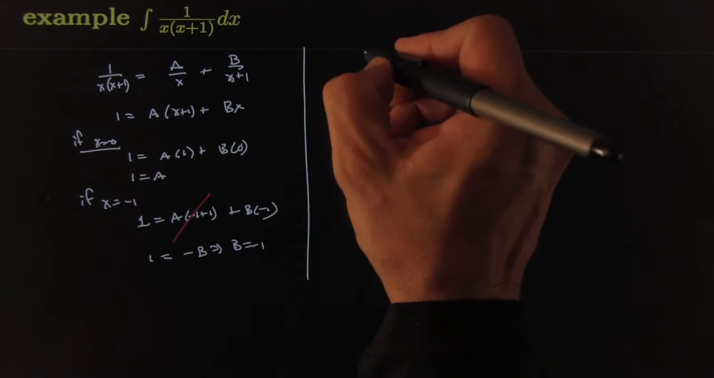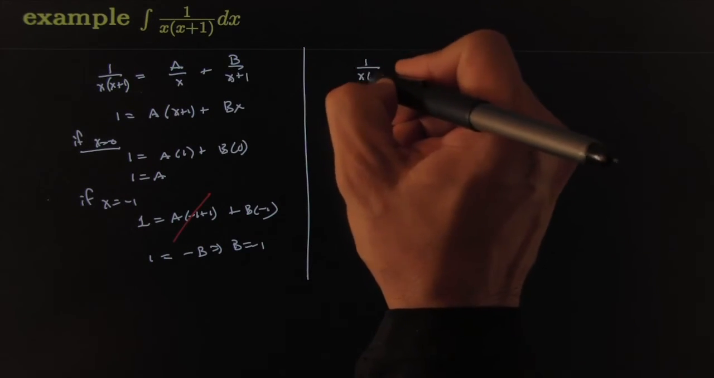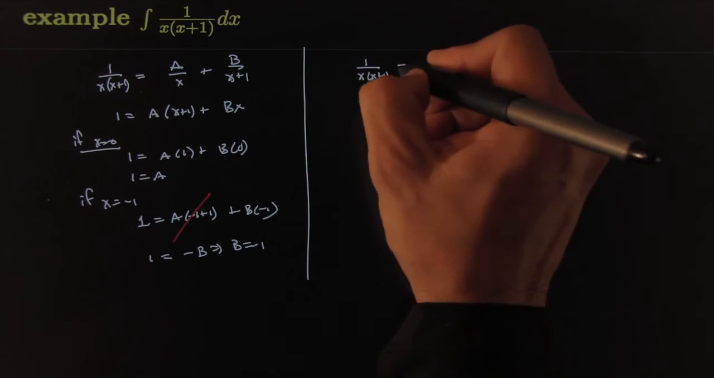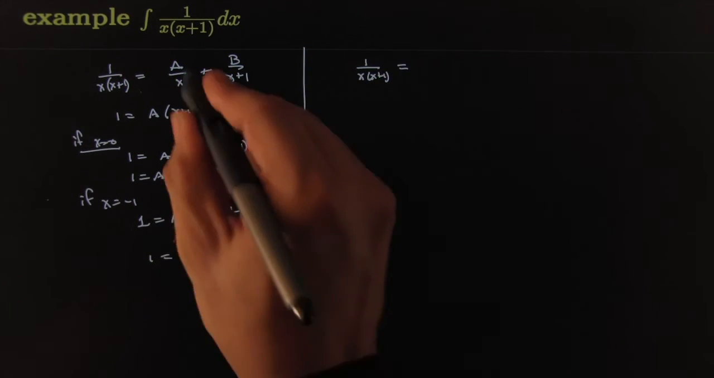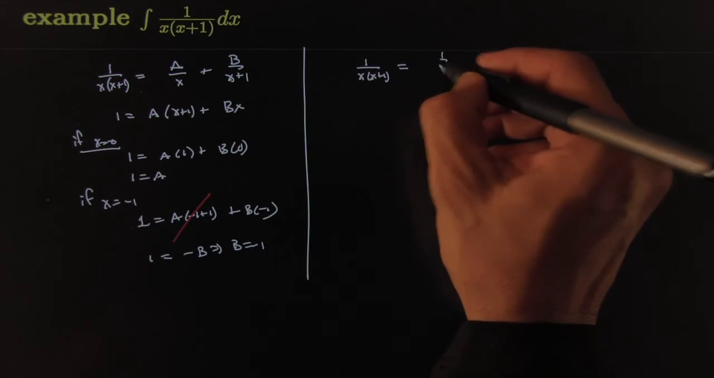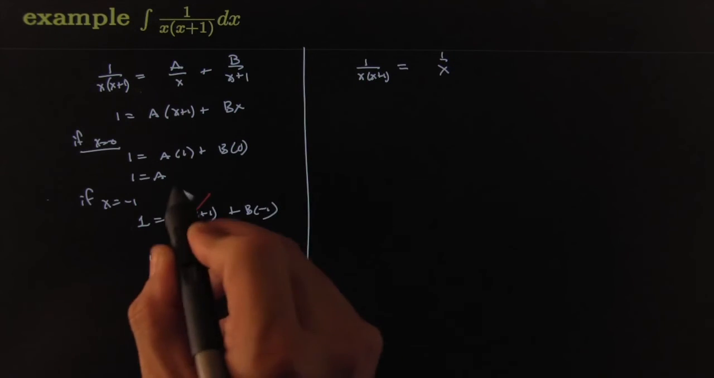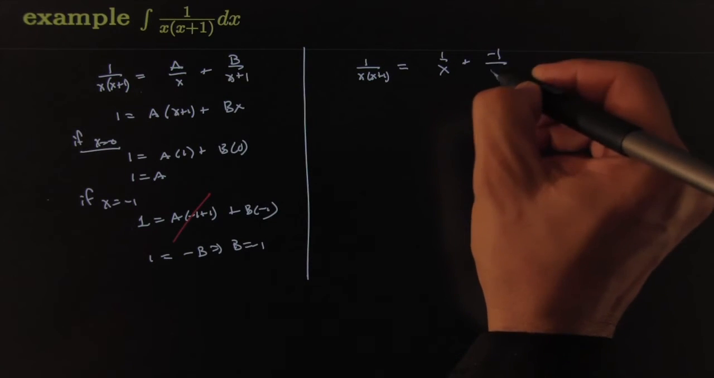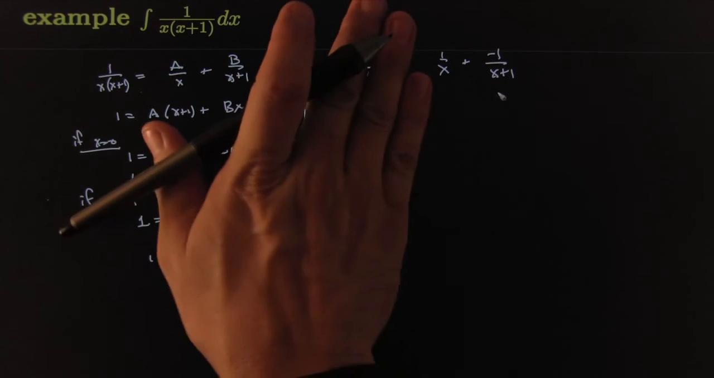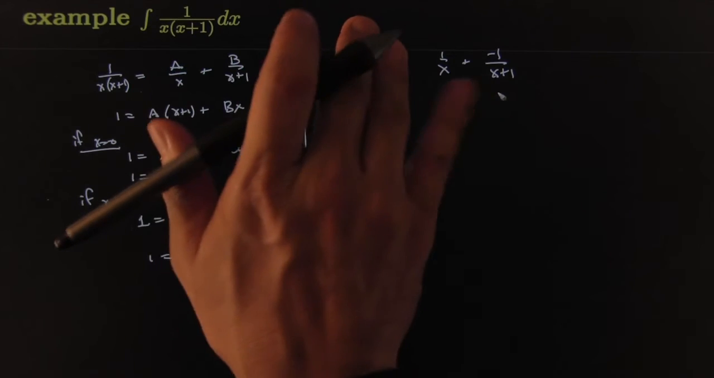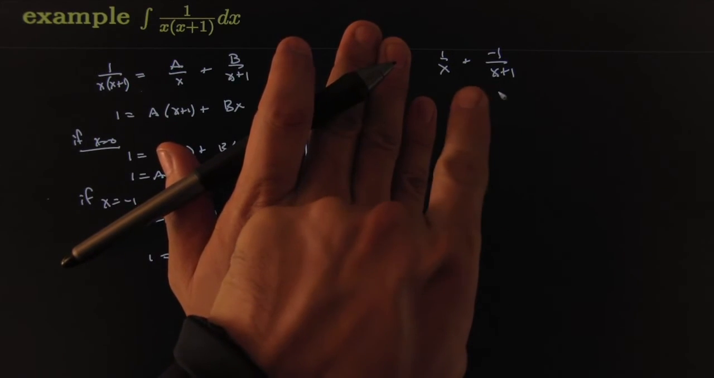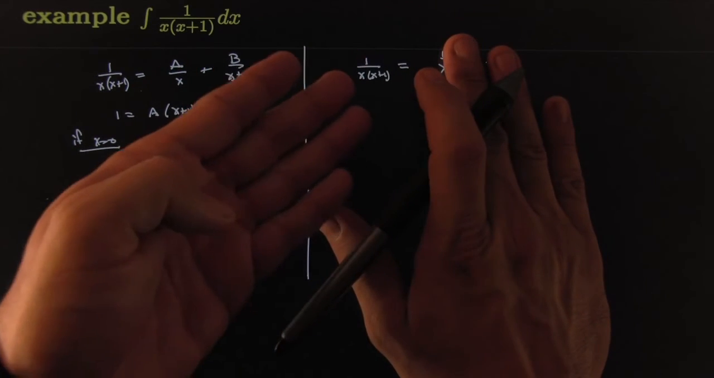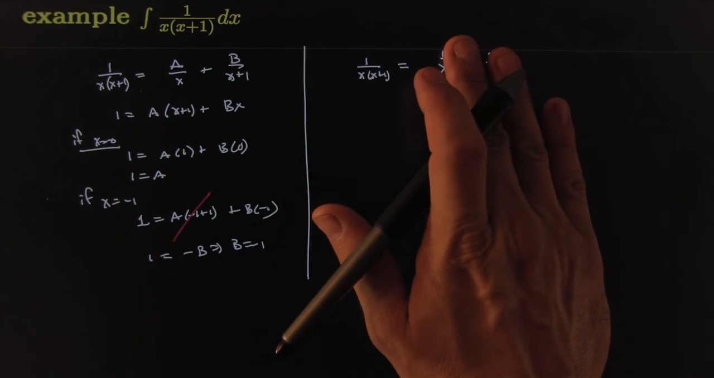What does that tell you? That tells you that the original problem, which was 1 over x times x plus 1, can be written as A over x, that would mean 1 over x, and B over x plus 1. It's easy to verify that. If you get a common denominator on those and add them together, you should of course get that. That would be an easy way to verify that you've done it correctly.